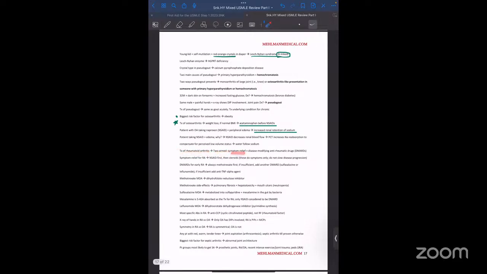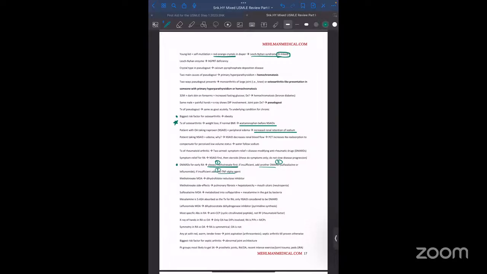Next, treatment of rheumatoid arthritis is two-armed. One, you have symptom relief plus DMARDs. Symptom relief for RA: NSAID first, then steroids. These take care of the symptoms only. They do not slow disease progression. DMARDs for early RA, always methotrexate first. If insufficient, then add another DMARD like sulfasalazine or leflunomide. If insufficient, then further add a TNF alpha agent. So methotrexate first, then another DMARD which is sulfasalazine or leflunomide, and then it is a TNF alpha agent.